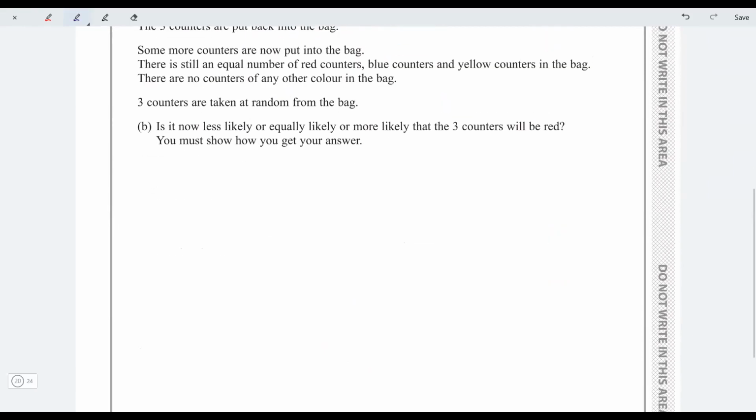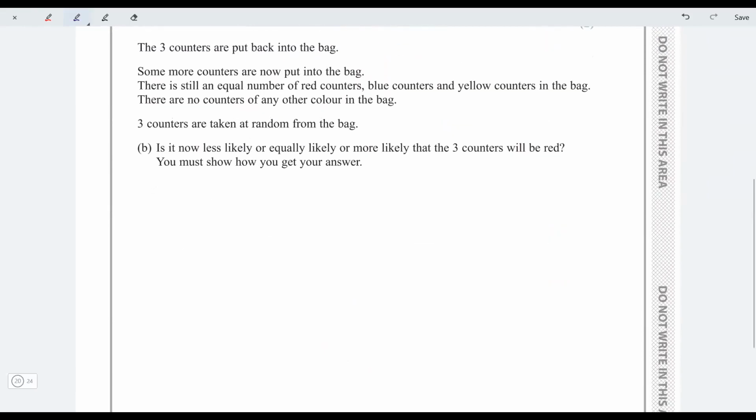Let's have a look at this one. The 3 counters are put back into the bag. Some more counters are now put into the bag. There is still an equal number of red counters, blue counters, and yellow counters in the bag. There are no counters of any other colours. 3 counters are taken at random. Is it now less likely, equally likely, or more likely that 3 counters will be red? You must show your answer.